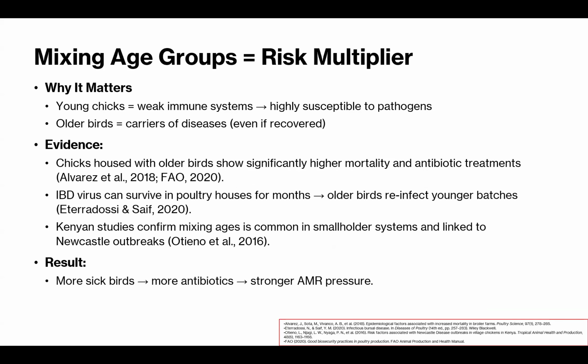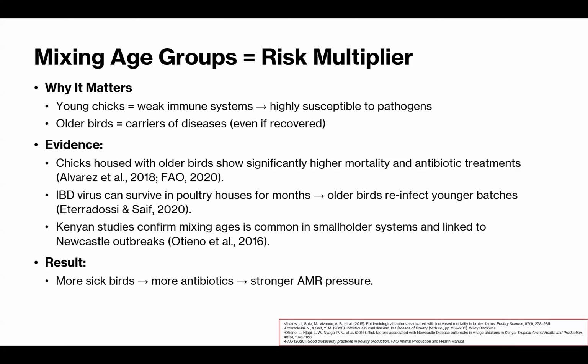So the other risk factor is mixing age groups. From the quiz we did, we saw that farmers tend to mix age groups. Young chicks have weak immune systems, this is something we know, and are highly susceptible to pathogens. And older birds, even though they may look healthy, may be carriers of disease. Even if you treated them and they recovered, they may be carriers of disease.